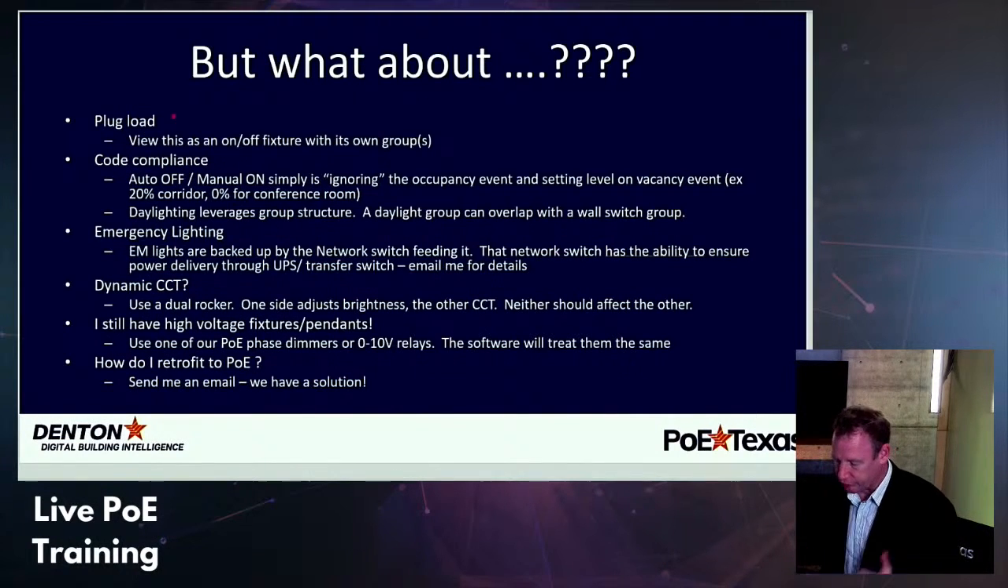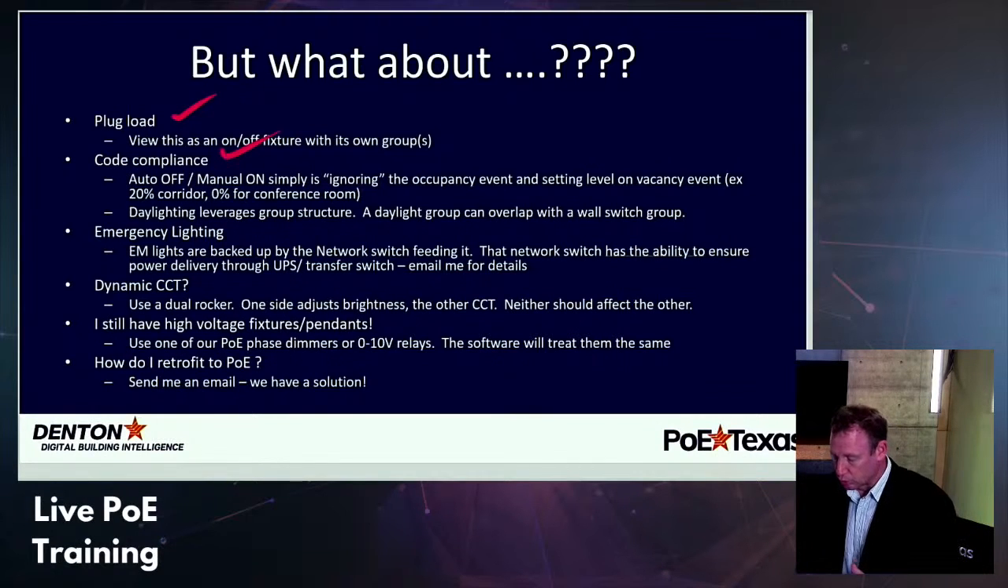First one, plug load. So I know, for example, California Title 24, you have to be able to control plug load with occupancy and vacancy. In this paradigm, really, plug load is just an on-off fixture. You have a control element that's controlling that plug, you're going to associate it with an occupancy group, and that occupancy group will turn on or turn off that plug load based on that state.